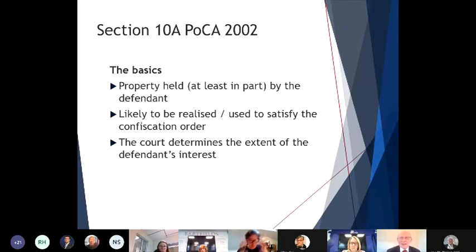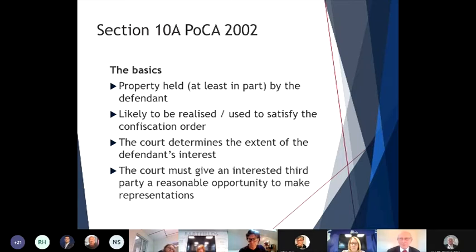Under Section 10A, the court determines the defendant's interest. Although we talk about Section 10A in terms of third parties, actually Section 10A itself is directed towards the defendant's interest in the property that we're considering. But in doing that, the court must give an interested third party a reasonable opportunity to make representations.